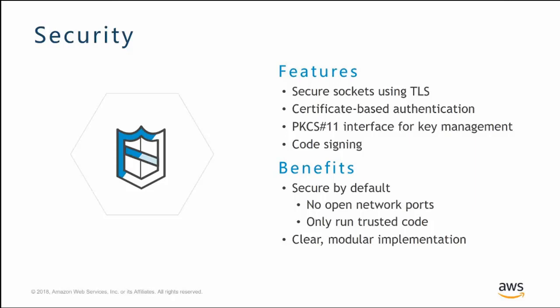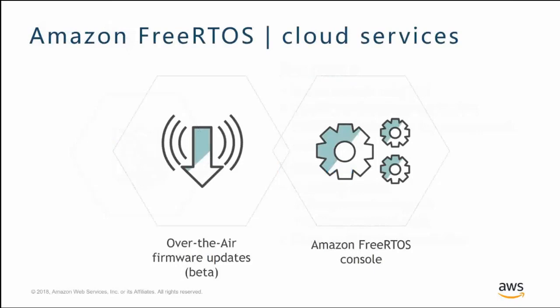Lastly, we offer code signing that allows you to verify the code that's running on your device when doing over-the-air updates. So this basically helps developers get started with a really secure by default implementation with no open network ports and only running trusted code. It also has a really clear modular implementation, so you can pick and choose the components that are most relevant to your use case. So in addition to device software, we also built a set of integrated cloud services that facilitate the use of Amazon FreeRTOS. We've launched over-the-air updates, and that feature is in beta. And we also have an Amazon FreeRTOS console where you can configure your download of Amazon FreeRTOS software.